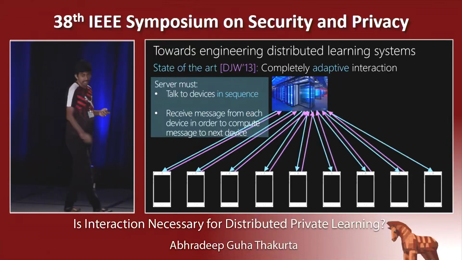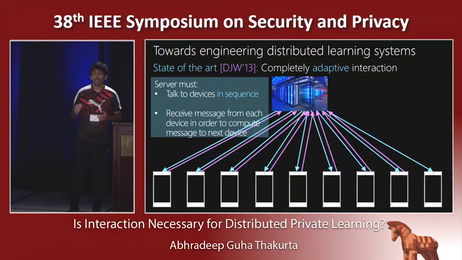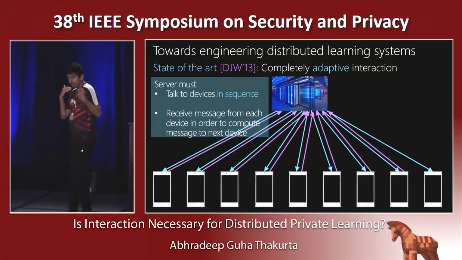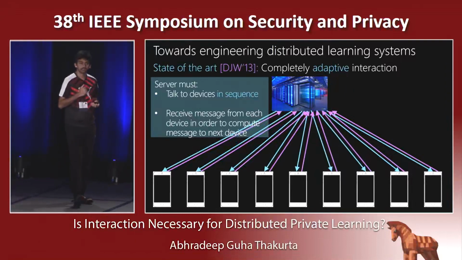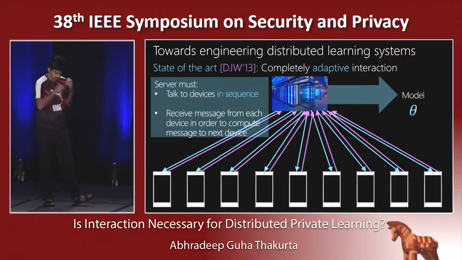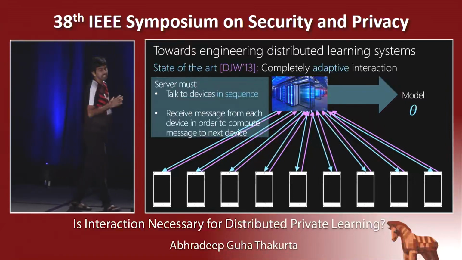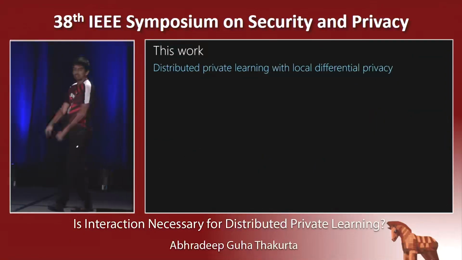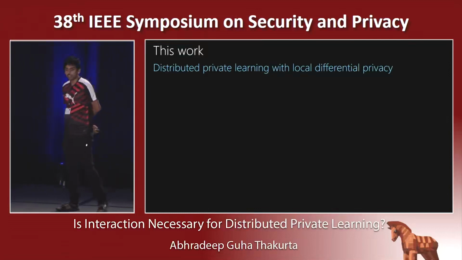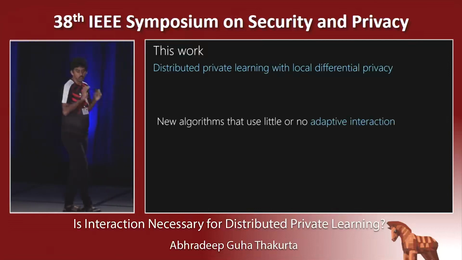While this algorithm actually achieves the minimal error achievable under privacy, if you try to implement these algorithms in practice, there's a huge bottleneck in the number of rounds of interaction you have with the system. This is where we spent a lot of our time, figuring out how to design algorithms that minimize these rounds of interaction. So again, this work is about distributed private learning with local differential privacy. We design algorithms that have little or no adaptive interaction.